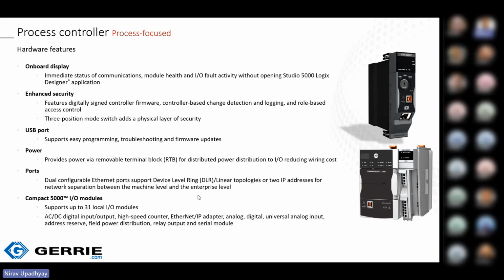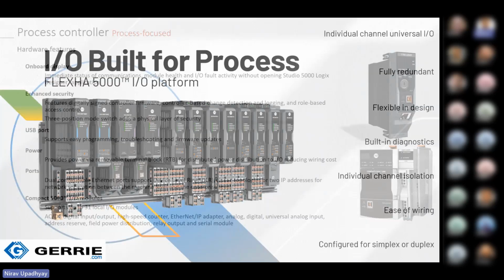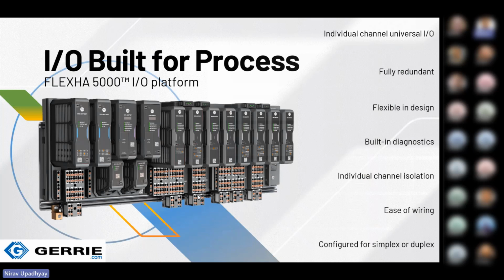Compact 5000 IO modules support 31 local IO modules, which I'll cover in the next slide. So this is Flex 5000 universal IOs. In that we can connect any AI, AO, DI, DO points on a single card. This platform is fully redundant, supports HART, and has built-in isolation and terminal blocks. It reduces the lifecycle cost with flexibility for expansion and spare management.